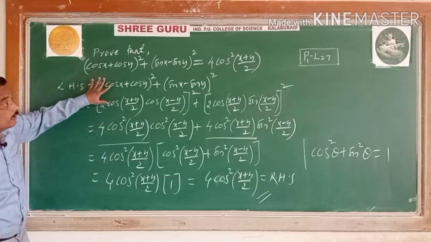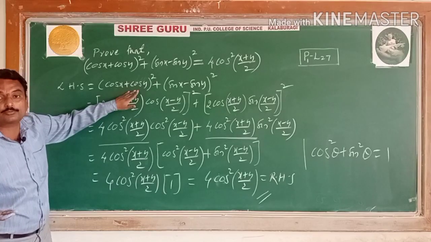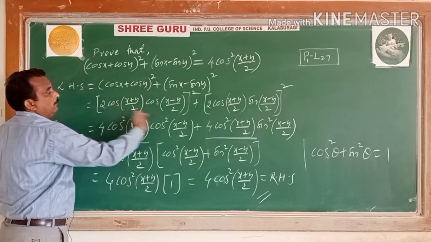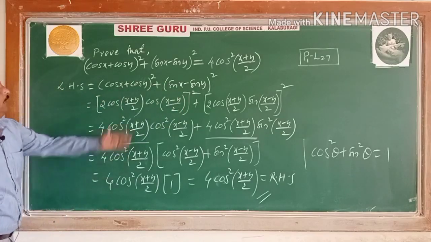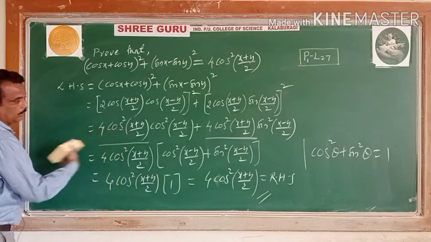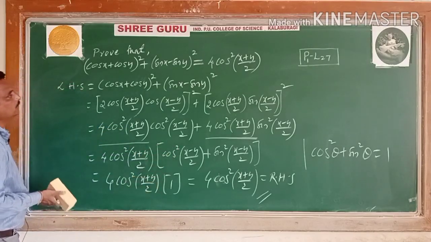So therefore, you don't expand it. If you expand cos square x plus cos square y, you don't have it in terms of the sum and difference formula. So before that, you may apply cos C plus cos D, and here sin C minus sin D. Then take one common term outside. Then this becomes the identity, and it becomes 1.